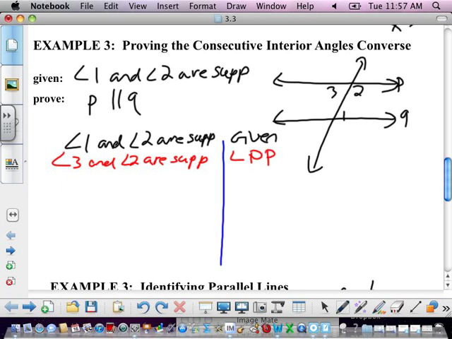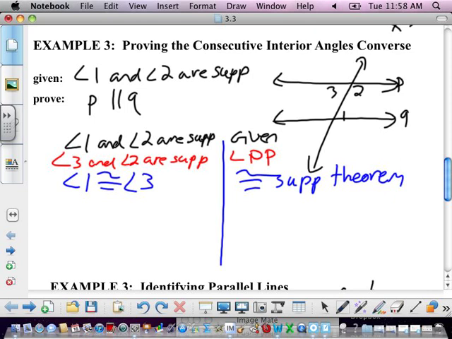Okay, if 1 is supplementary to 2 and 2 is supplementary to 3, then 1 and 3 are what? Congruent. Why are they congruent? Congruent supplement theorem. If Phil and I add up to 180, and Phil and Sabrina add up to 180, then Sabrina and I must be equal. Congruent supplement theorem.